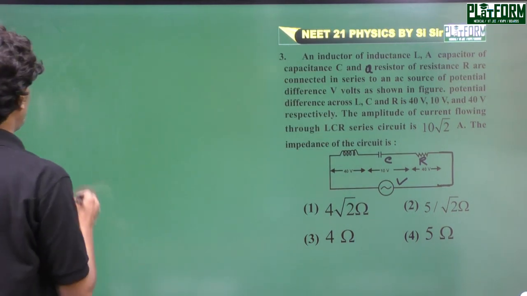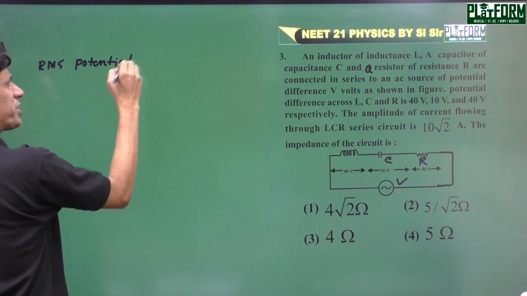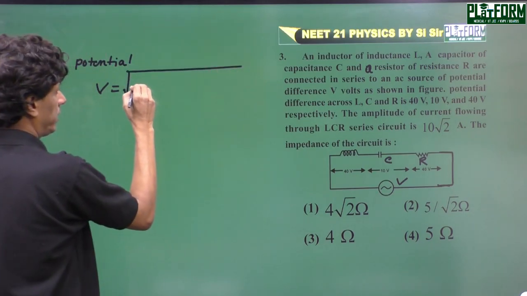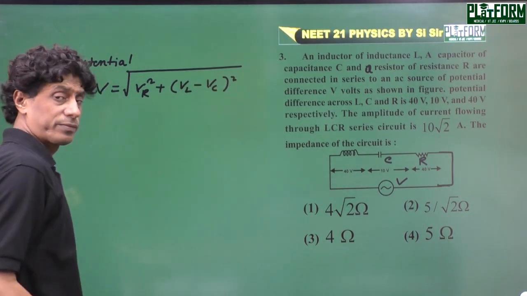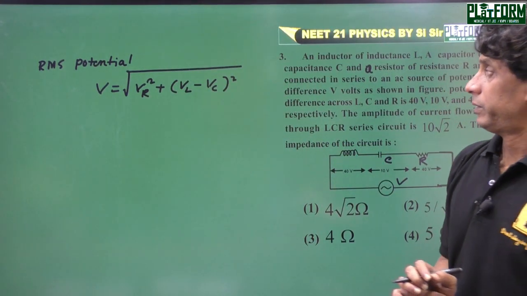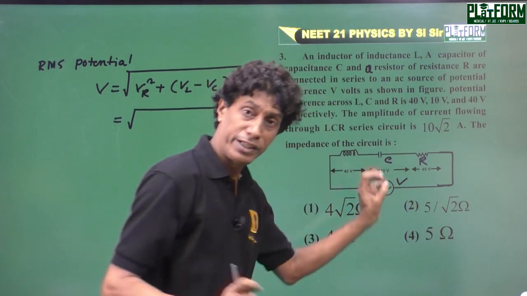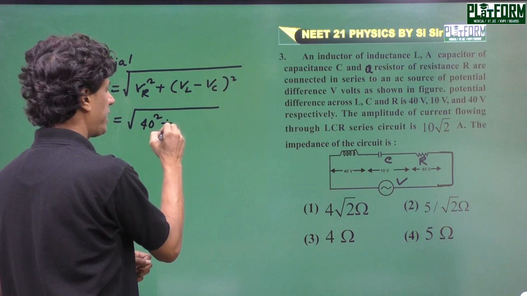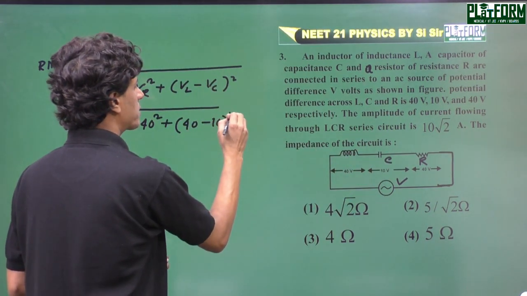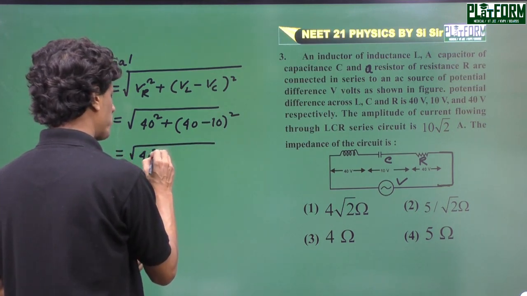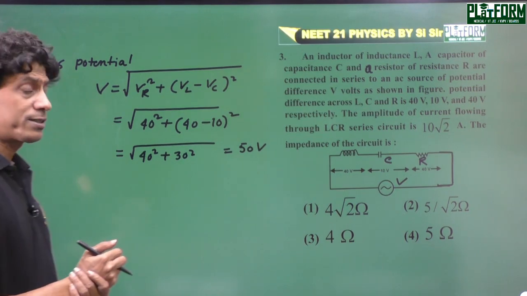Okay, first of all, you know the RMS potential. RMS potential we can write V is equal to root over of V_R square plus (V_L minus V_C) whole square. V square, potential difference across resistor given in this problem is 40 square, and potential across inductor is 40 minus 10 square, and finally it is 40 square plus 30 square. So the RMS potential in this LCR series circuit is 50 volt.